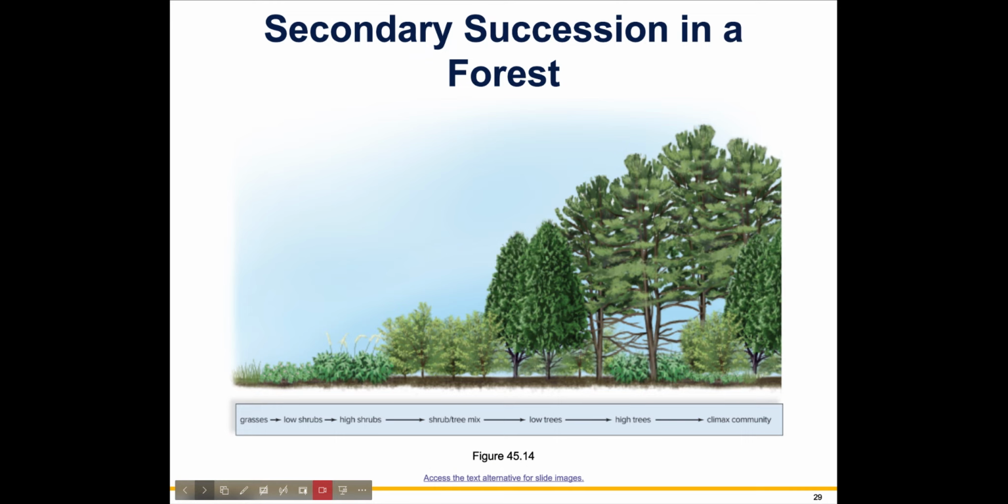Secondary succession happens when we got to that climax community and then something happened, whether it was a forest fire, or a hurricane, or humans deforested and took away the trees. Now we're back at grasses. So we have an existing seed bank, we have soil. It's going to happen much quicker that we move from grass to shrubs to trees to our climax community.